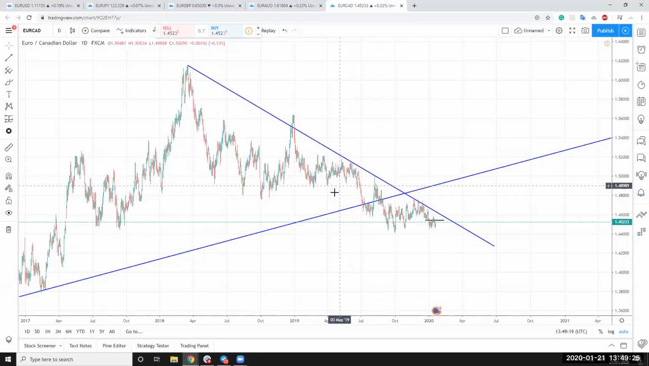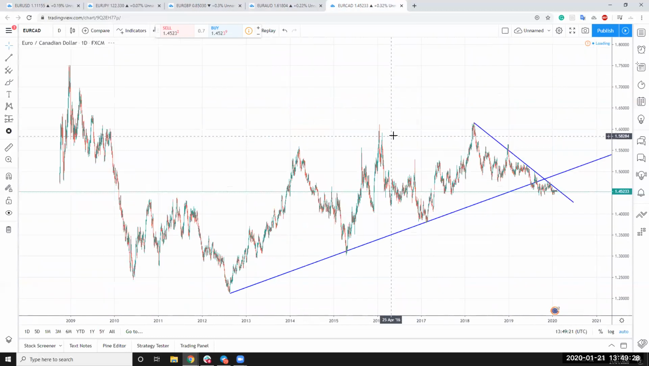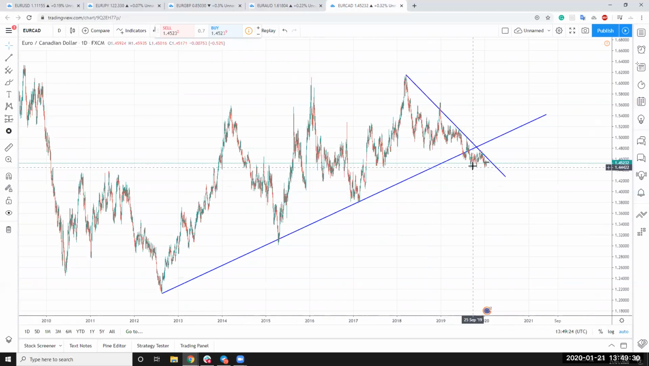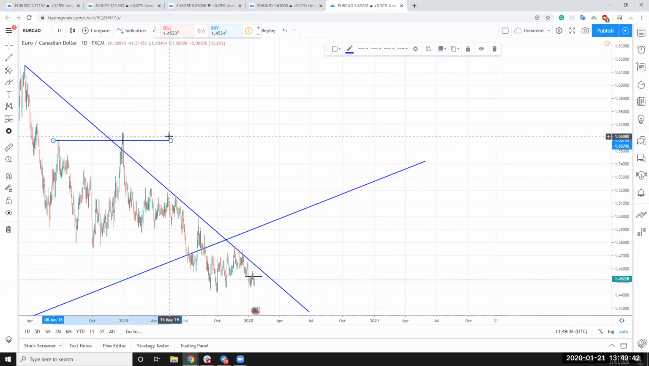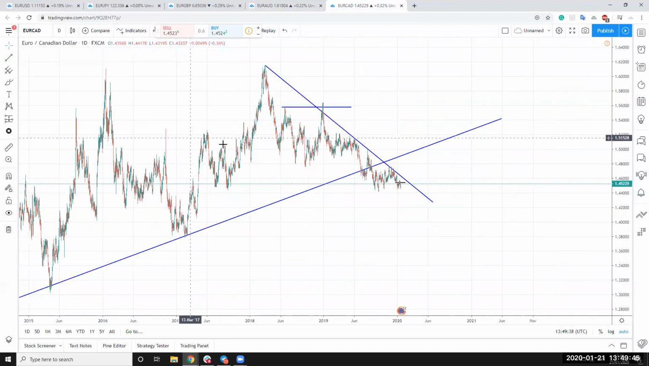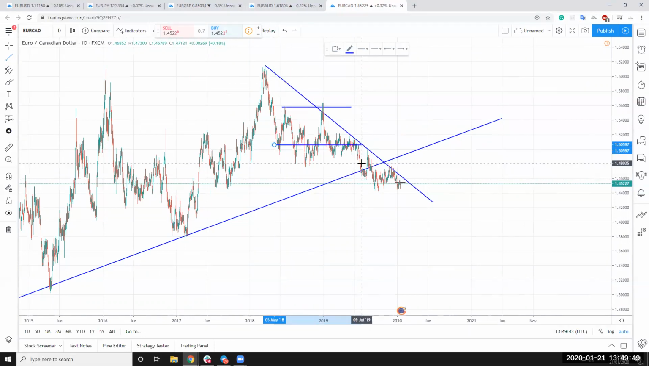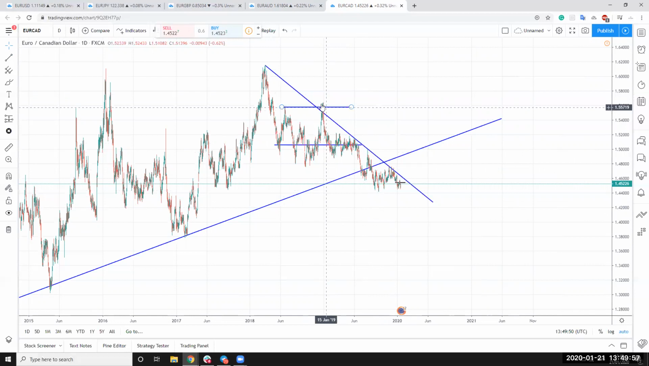EURCAD. What do we see? Daily time frame, up trend line. We also see a down trend line. I disregarded this because it took out this high, as you can see, which means that price should have reacted off here to go bullish, not bearish. And because it went bearish, this setup was invalid, and this was fake.